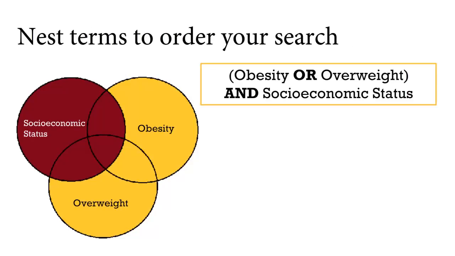Nesting terms is also a great search strategy to use. We can nest terms using parentheses, which act like order of operations in math. The search within the parentheses is conducted first and then combined with the other search terms. For example, if we search for obesity OR overweight in parentheses AND socioeconomic status, we would get a set of results that were all about socioeconomic status and either overweight or obesity, or possibly both.